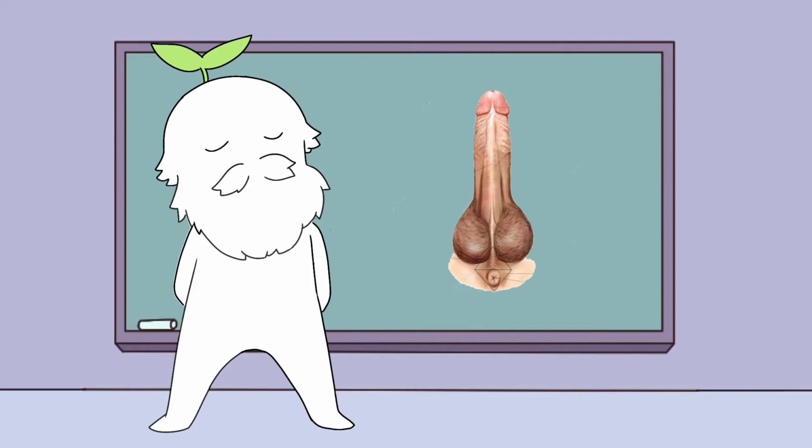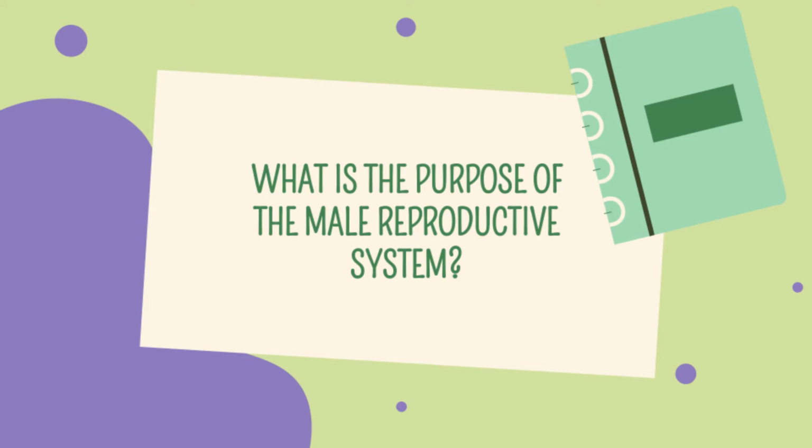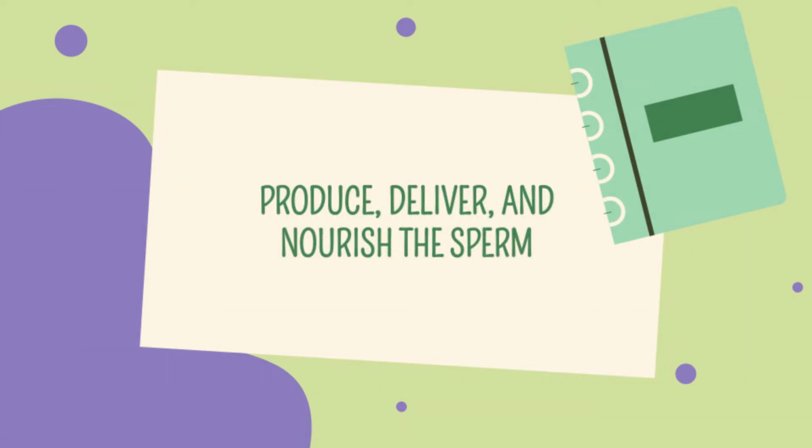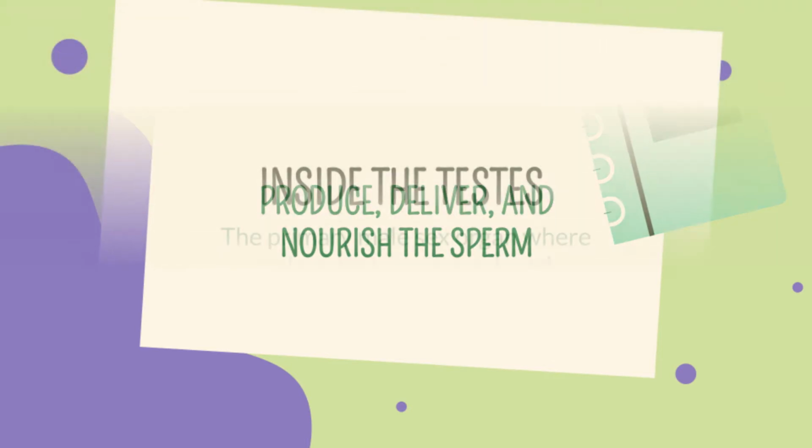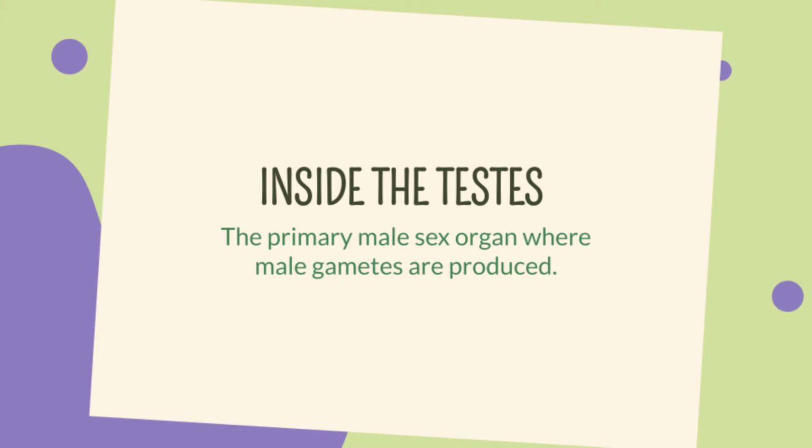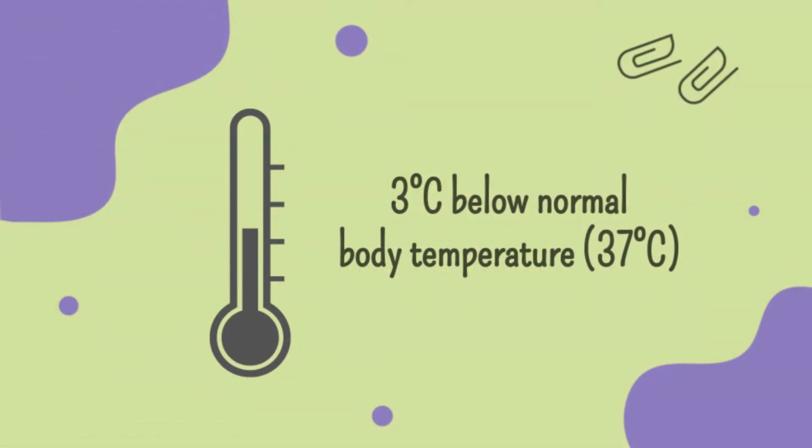So, there is no need to feel uncomfortable because you'll learn a lot about yourself as we get through this video. The primary purpose of this system is to produce, deliver, and nourish the sperm towards the genitalia's exterior or the female genitalia for fertilization. Inside the testes, the male gametes are produced. It may seem vulnerable to injury since it is outside the abdominal cavity, but it is just an ideal location for the production of sperm, maintaining 3 degrees Celsius below normal body temperature.